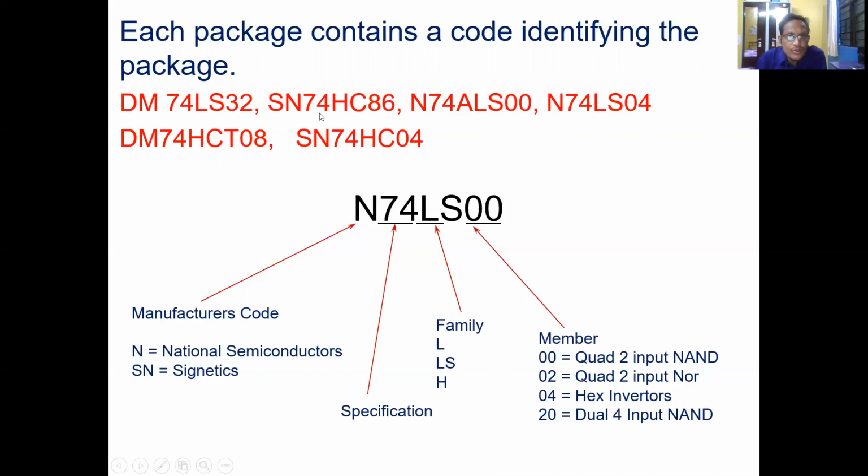Same thing. If you look here, SN74SC86. SN means what? Signetics. The 74 series is applicable for either TTL or CMOS. Now we are able to identify whether it is a TTL IC or a CMOS IC. In this case, LS stands for low power Schottky, so this is a sub-logic family of TTL. The type of this IC is nothing but a TTL IC.